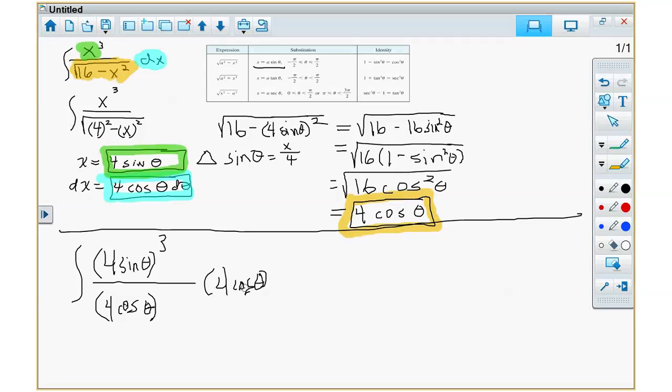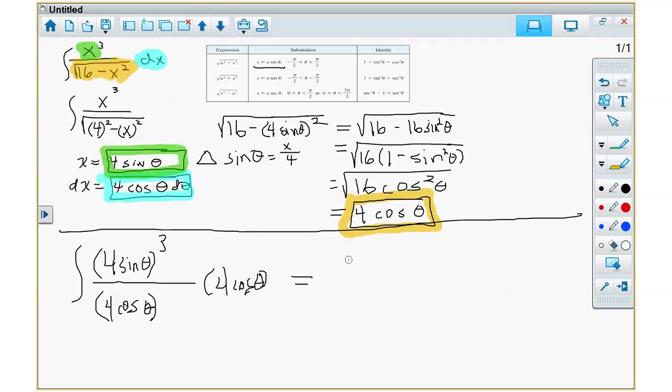Now, what have you just done? You've changed your x's into thetas. That's trig substitution. Now, do we use any calculus here? No. What are we going to use now? All algebra. So do that.